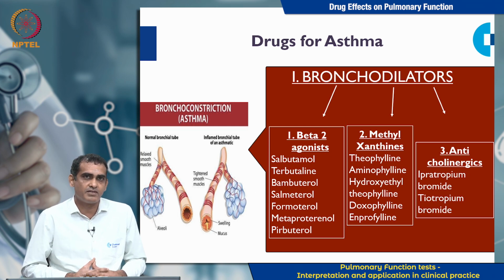Then we have methylxanthines: theophylline, aminophylline, and doxophylline. These compounds are present naturally in coffee and tea, the beverages that we commonly consume, maybe in the morning or maybe during the daytime. These are methylxanthines. They also help us dilate the bronchus. They also help us relax the bronchial smooth muscles and overcome the bronchoconstriction.